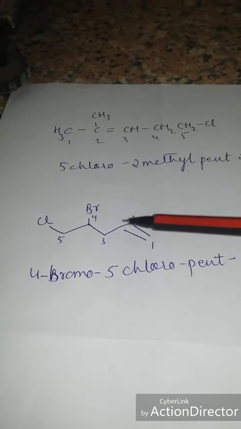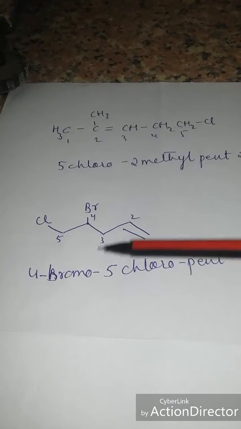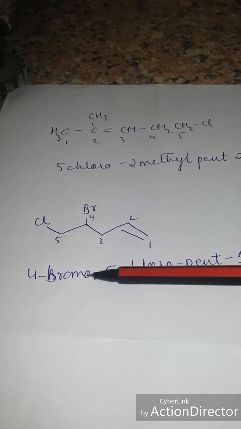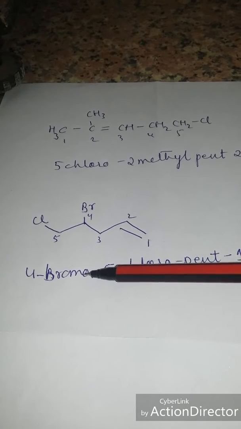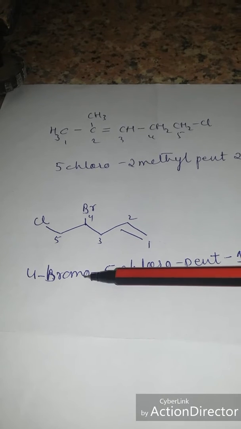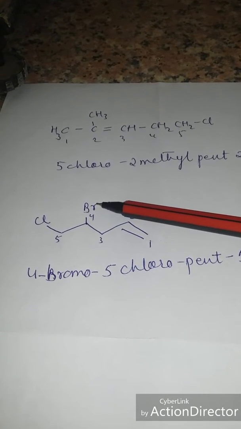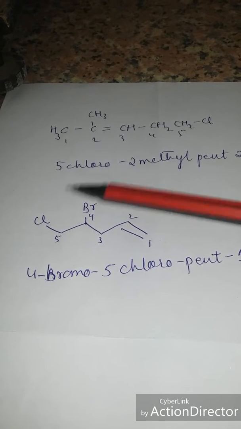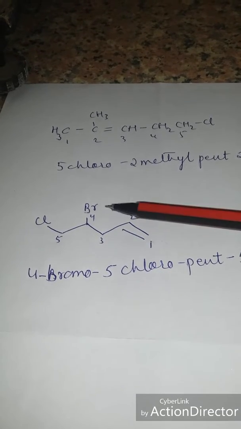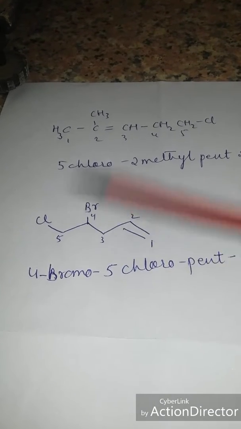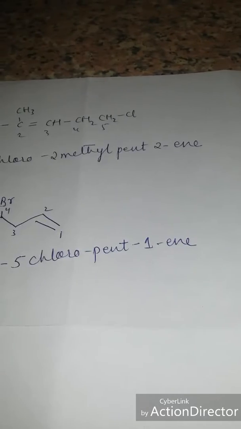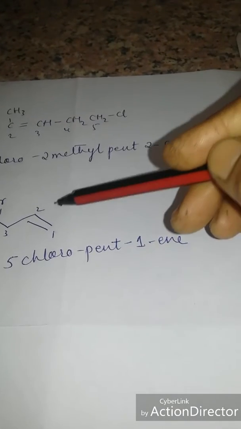Now if 2 halogens are present, then the numbering will be on the basis of alphabets. That is, B comes first. So first you have to write this and then chlorine. So this will be 4-bromo 5-chloro pent 2-ene. Sorry, 1-ene.